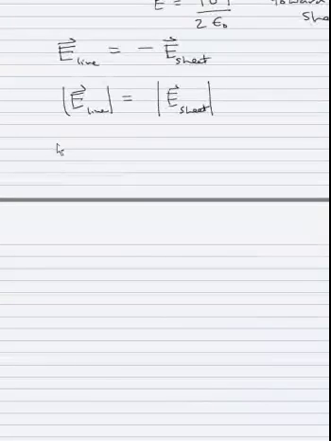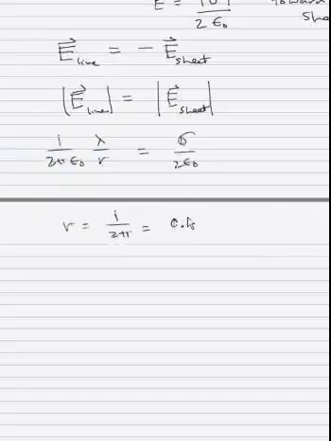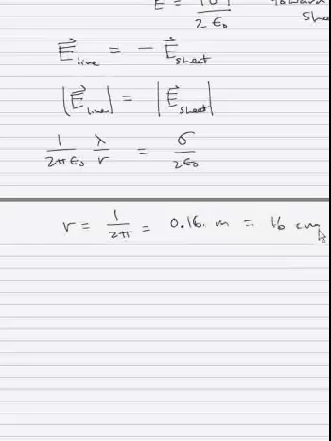So my line charge, 1 over 2 pi epsilon naught, lambda over r. My sheet, sigma over 2 epsilon naught, and what I end up with is r is equal to 1 over 2 pi times the ratio of lambda to sigma, which is 0.16 meters, 16 centimeters. So let's draw a quick picture here.